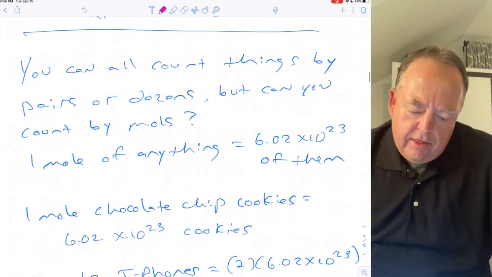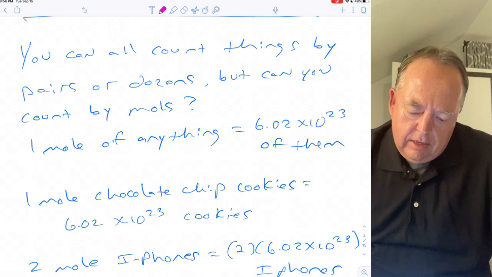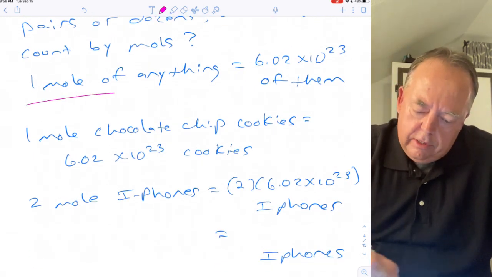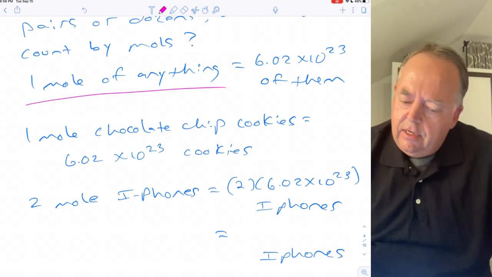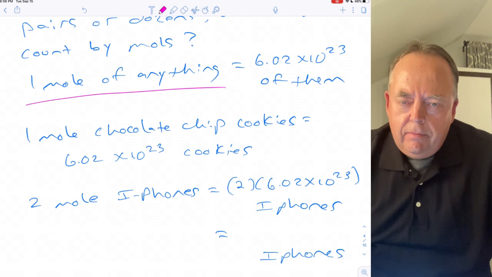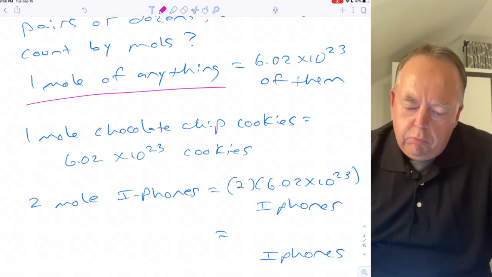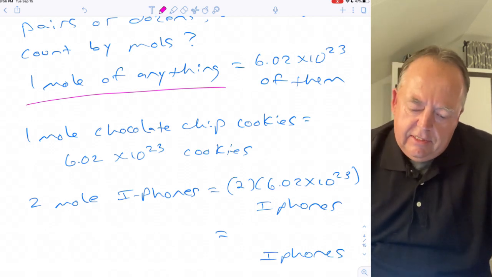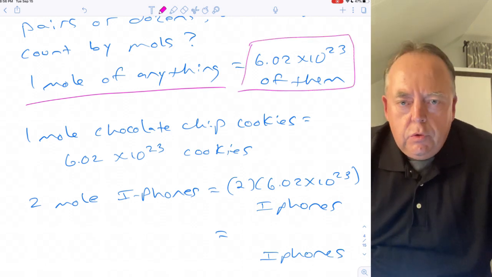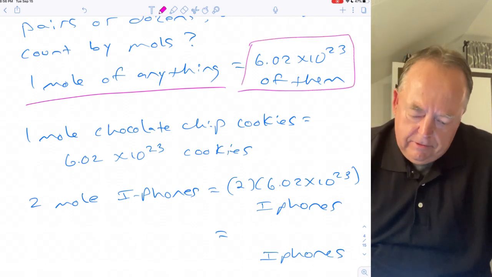Okay, so you can all count by dozens and pairs, but let's see if you can count by the mole. You just have to remember, a mole is simply a number of things. A dozen is 12, right? So if I say a dozen, what pops into your mind almost instantly, within a split second, is 12. If I say a mole, what should instantly pop into your mind is 6.02 times 10 to the 23rd, right?